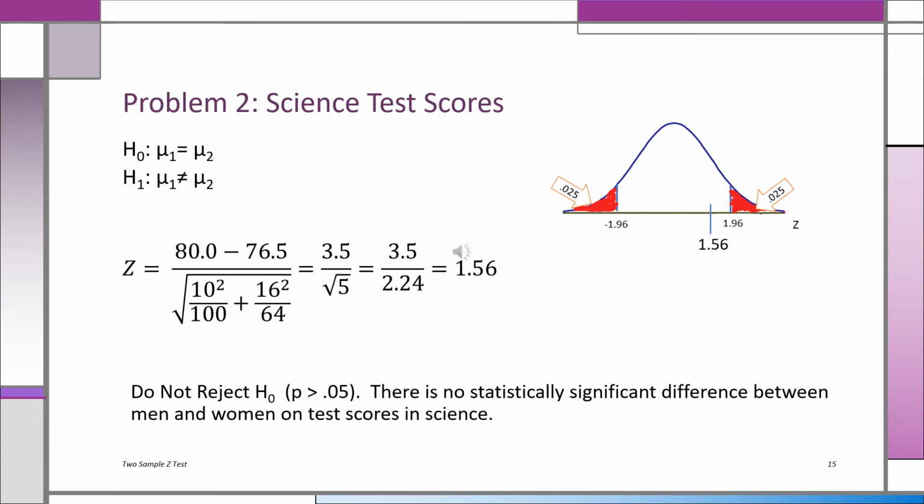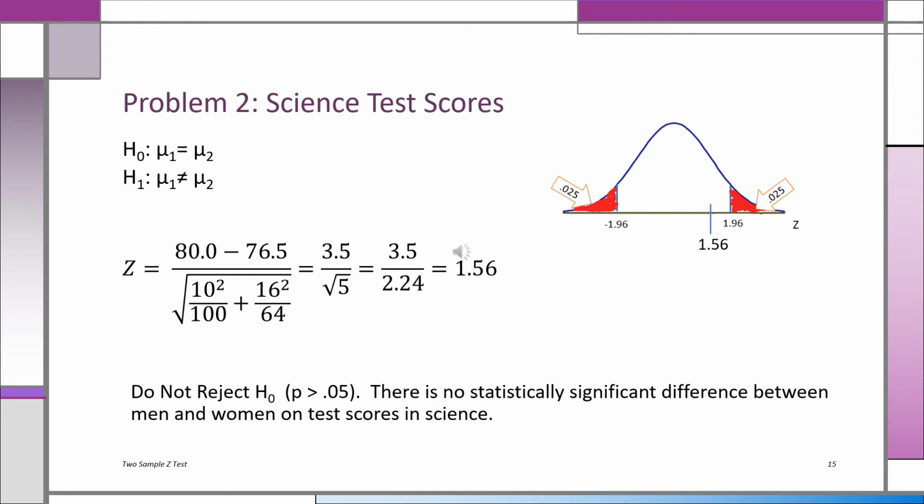We have no evidence to reject. It's not enough, that 3.5 point difference. It could very well be sampling error. So you'd say in simple English, no statistically significant difference between the two groups, men and women, on the test scores in science. There's no significant difference.